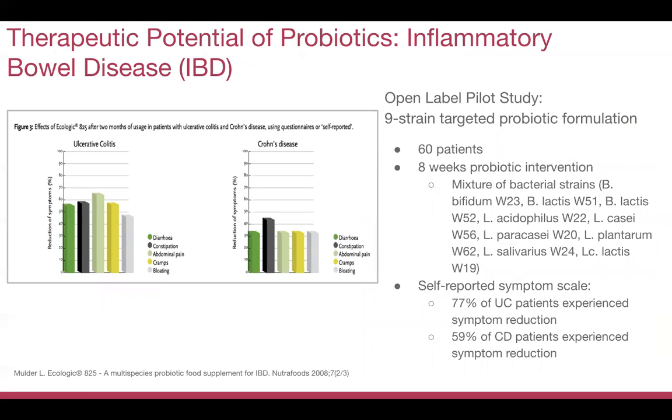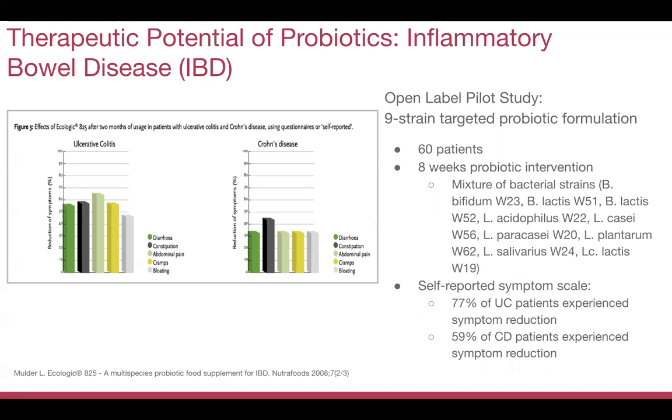And in our last slide on this section, and as we noted in the findings of the previous slide, multi-strain formulas seem to have a higher degree of beneficial promise in support of patients with IBD. And to that end, this small open label pilot study looked at the self-reported effectiveness of a multi-strain probiotic formulation in a population of 60 patients suffering from Crohn's disease or UC. And the strains are listed here on the slide. Patients received 8 weeks of a 9-strain targeted probiotic intervention.